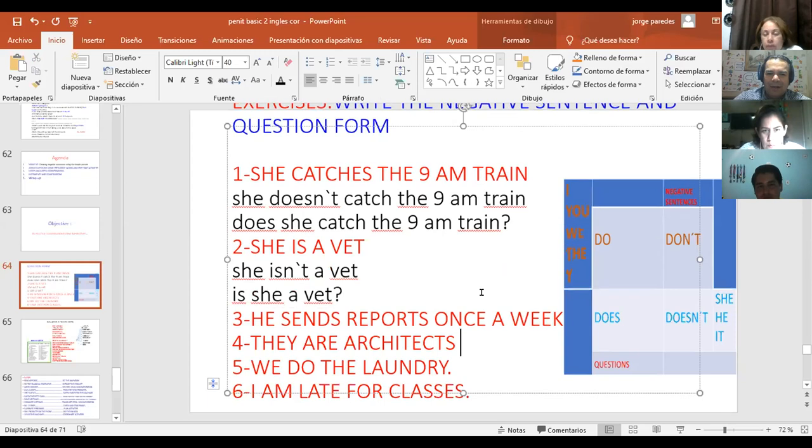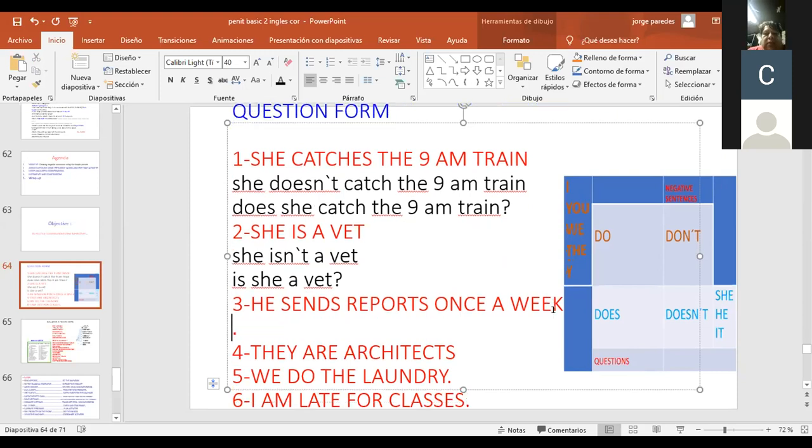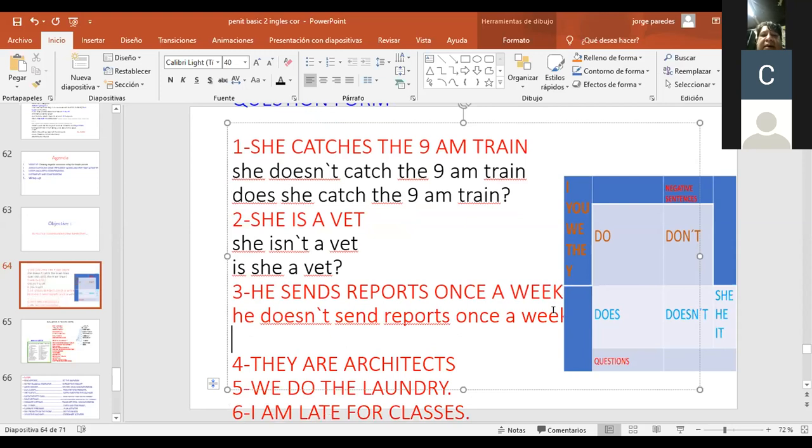Perfect. Next one. Then we have this one right here. She sends reports once a week. Negative. Omar. He doesn't send reports once a week. La pronunciación is once. Once a week. Perfect. Thank you. That's correct. He doesn't send reports once a week.